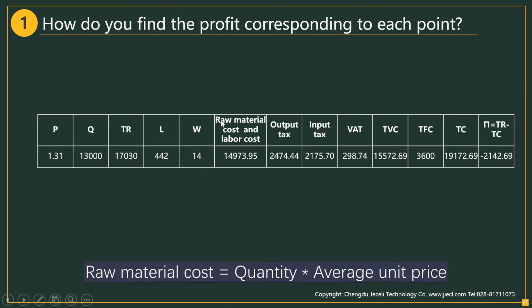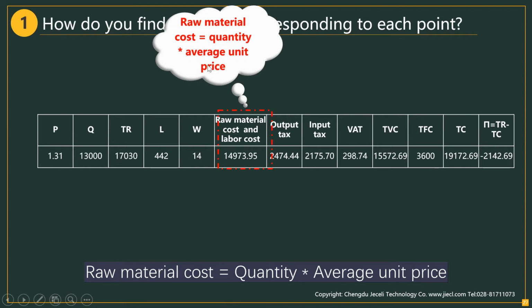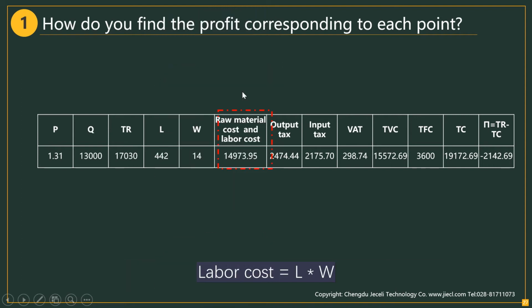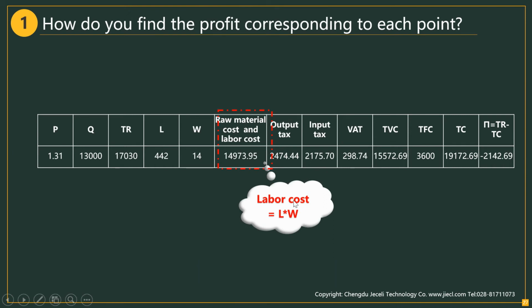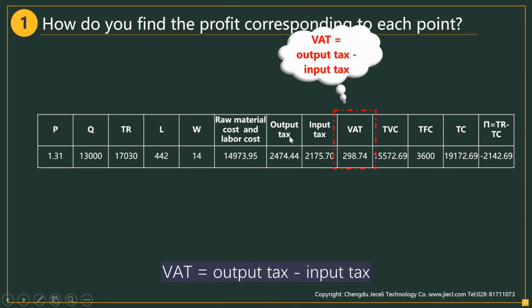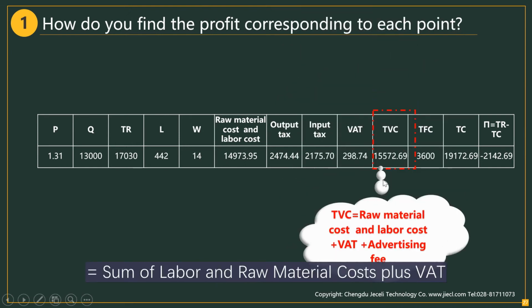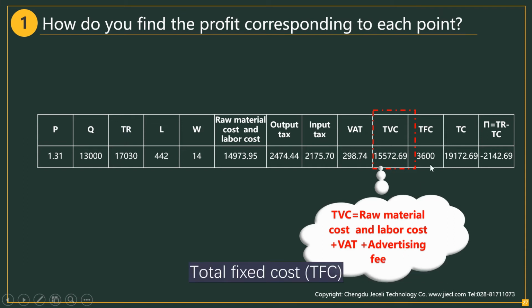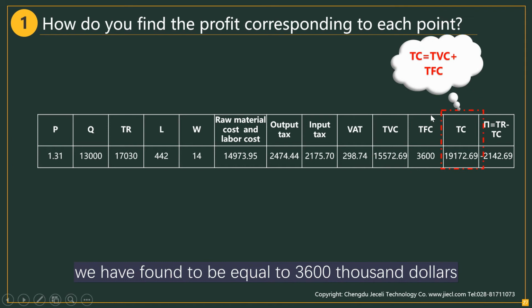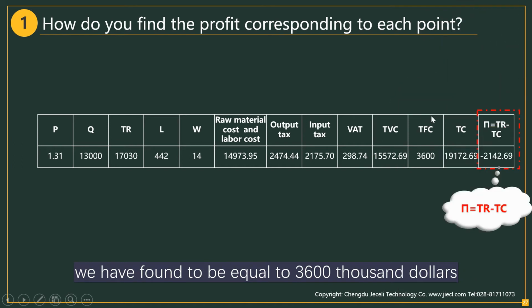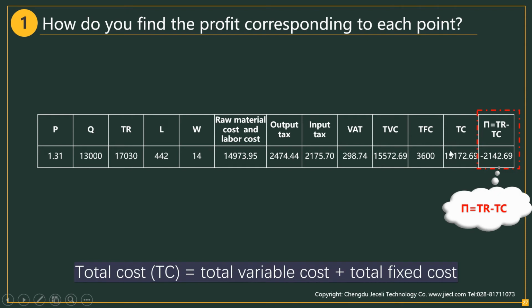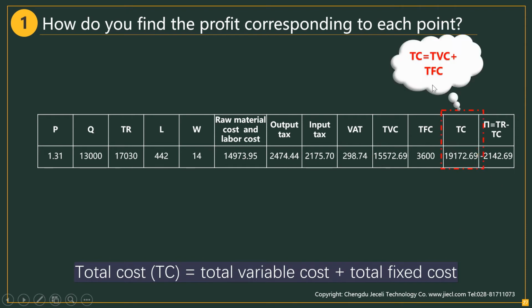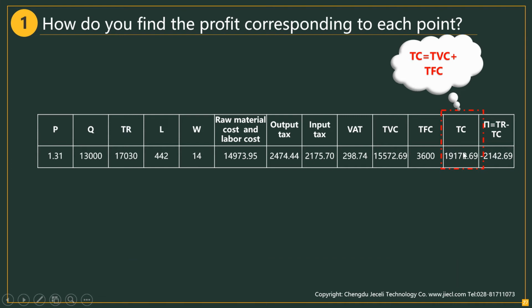Material cost is equal to quantity times average unit price. Labor cost is equal to L times W. VAT is equal to output tax minus input tax. Total variable costs, TVC, is equal to the sum of labor and raw material costs plus VAT plus advertising fee. Total fixed cost, TFC, we have found to be equal to $3,600,000. Total cost, TC, is equal to total variable cost plus total fixed cost.